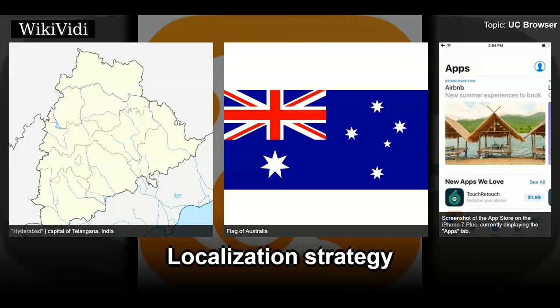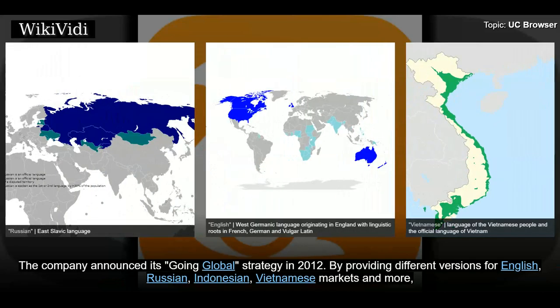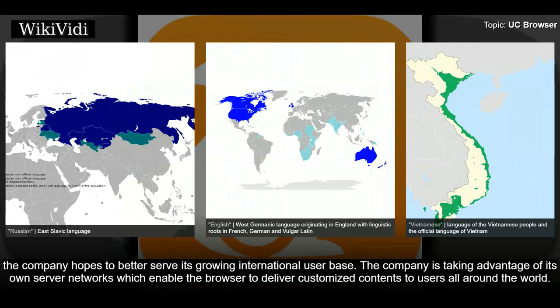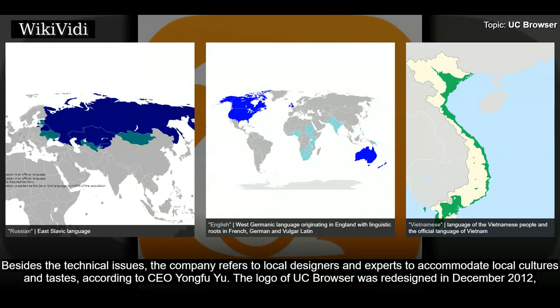Localization strategy. The company announced its "Going Global" strategy in 2012 by providing different versions for English, Russian, Indonesian, Vietnamese markets and more. The company hopes to better serve its growing international user base. The company is taking advantage of its own server networks, which enable the browser to deliver customized contents to users all around the world. Besides the technical issues, the company refers to local designers and experts to accommodate local cultures and tastes, according to CEO Yongfu Yu.